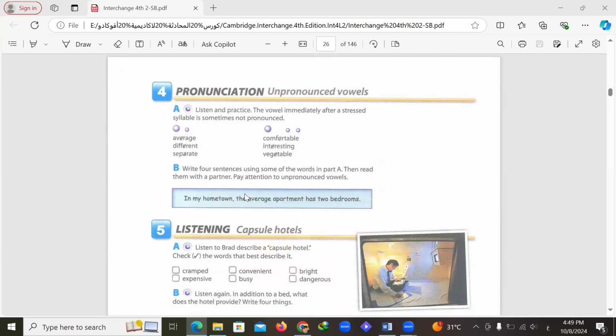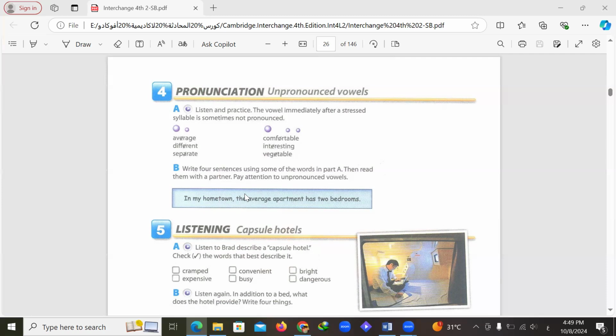In the pronunciation part, we will go over unpronounced vowels. Listen and practice: the vowel immediately after a stressed syllable is sometimes not pronounced. Here, the first word, average. You feel that there is no E in the word because we cut it fast. We say average, and we raise our voice at the beginning of the word, and after this we lower our tone. Average, different, separate.